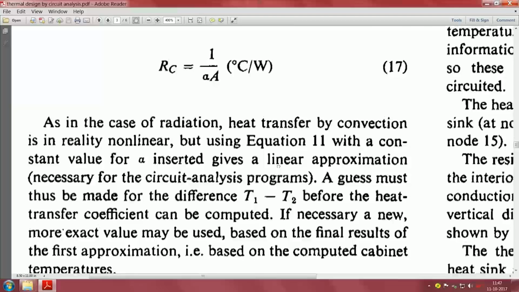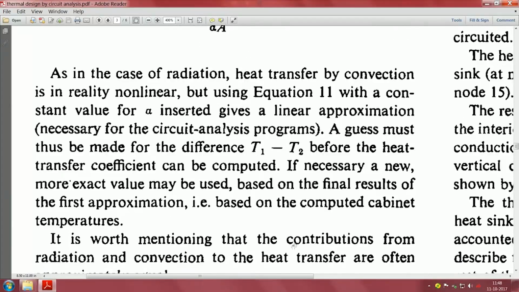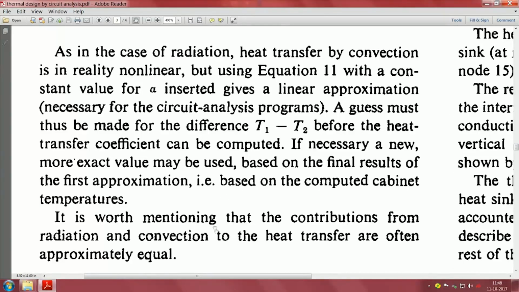As with radiation, heat transfer by convection is in reality non-linear. The constant value for alpha inserted gives a linear approximation. A guess must be made of the temperature difference before the heat transfer coefficient can be computed. If necessary, a new, more exact value may be used based on the final results of the first approximation. You have seen this.